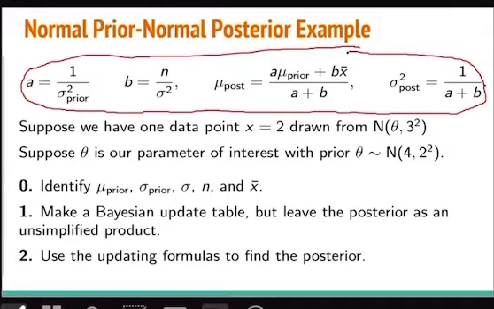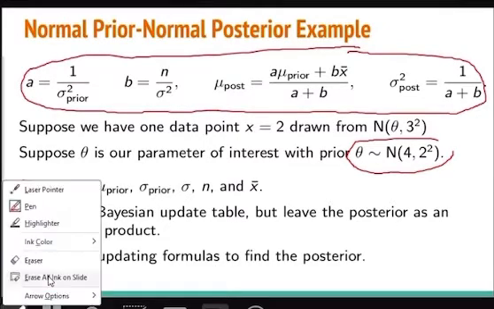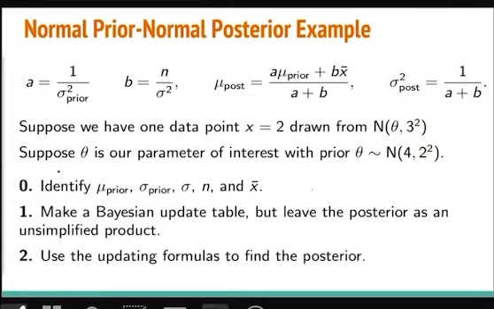Suppose theta is our parameter of interest with the two given. That's a prior distribution. Does that make sense? You have the prior now, and you have the likelihood. You can now look at the question. My question is going to look like this.